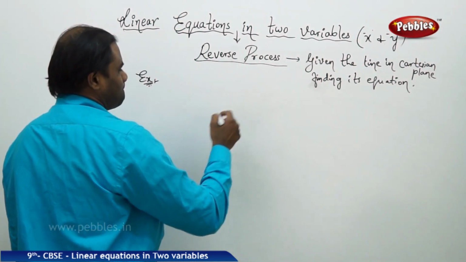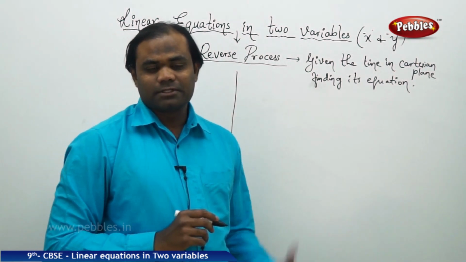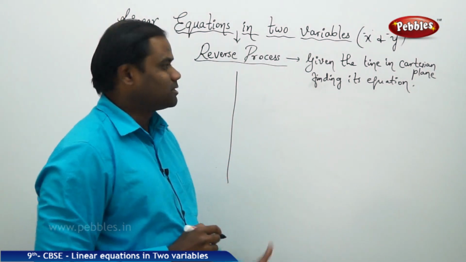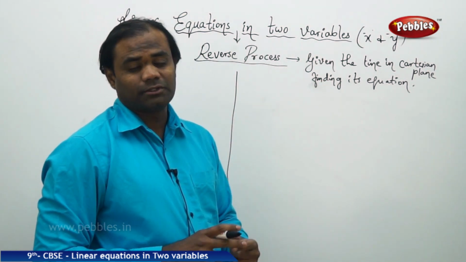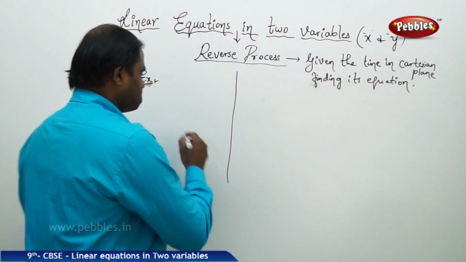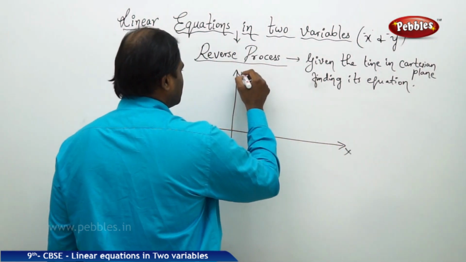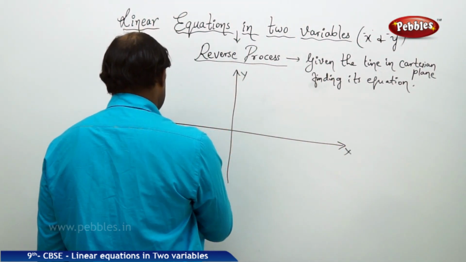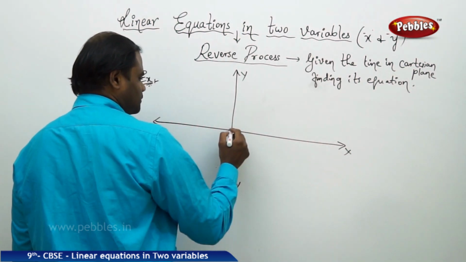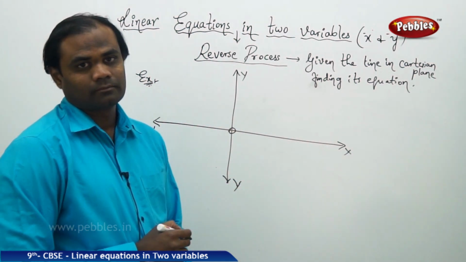For example, I take the line which is in the Cartesian plane to investigate through its equation which needs to be identified through the plane and its line. So let me take the Cartesian plane x dash and y dash.